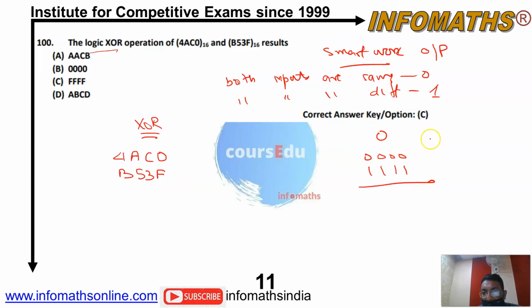Now apply the XOR gate. Here both are different, so you get one. Again different, one. Again different, one. They have asked the question in hexadecimal, and in hexadecimal, four ones equal F. It means the last digit of the answer should be F, and that is the answer. In just one digit, we have got the answer by comparing. No need to do other things.